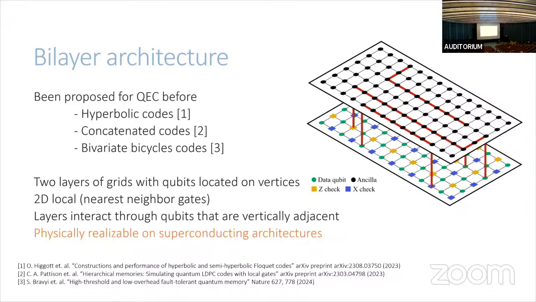We assume 2D local gates, so we can only perform entangling gates, CNOT gates, between qubits that are adjacent on the grid. And the two layers can interact between qubits that are directly under each other. These are the only gates that we're going to allow. This sort of thing is physically realizable on superconducting architectures. We're going to focus on that for the talk. It's difficult to implement practically, but it's feasible.